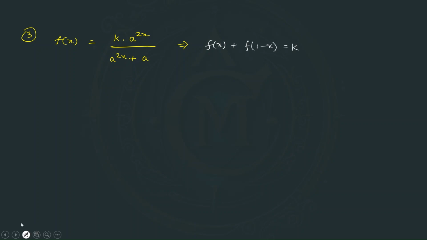And similarly, here is another form that you can note, which is f(x) equal to k times a to the power x divided by a to the power x plus a. If f(x) is of this form, then f(x) plus f(2 minus x) is equal to k. These two patterns have been repeated many times in both JEE Main and JEE Advanced. So let us see some examples.